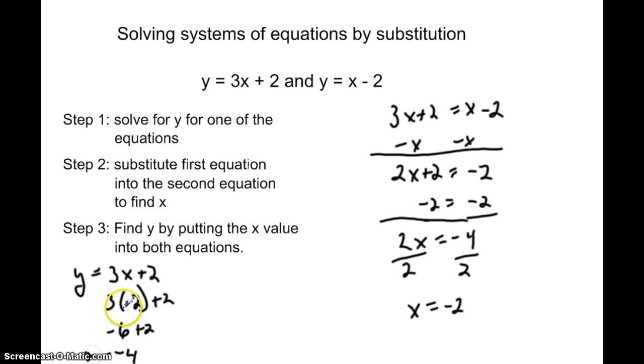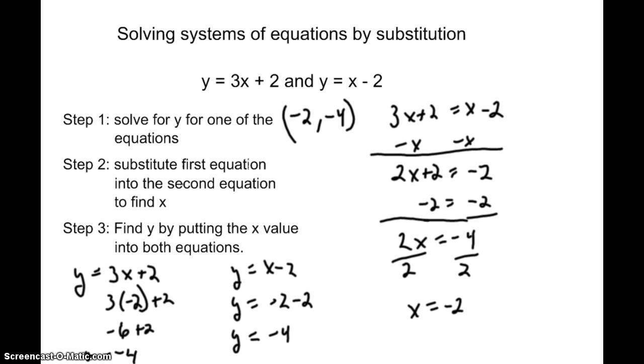So what we'll do now is check to see if we get negative 4 again for the other equation. If y is equal to x minus 2, we're substituting negative 2 minus 2, so y will be equal to negative 4. So when we solve this particular system of equations, our answer is x equals negative 2 and y equals negative 4.